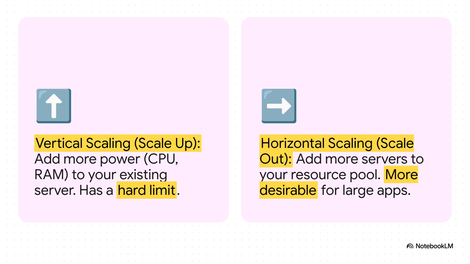Fundamentally, you've got two paths you can take from here. The first is called vertical scaling, or scaling up. This just means making your one server more powerful. You add a faster CPU, you throw in more RAM. It's like giving our single chef a much bigger, fancier kitchen. But there's a hard physical limit to how powerful you can make one machine. So the more common path for big apps is horizontal scaling, or scaling out. This means you just add more servers. Instead of one super chef, you hire a whole team of chefs.